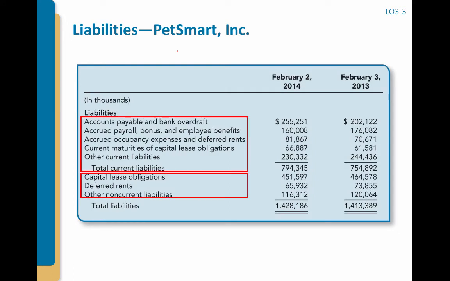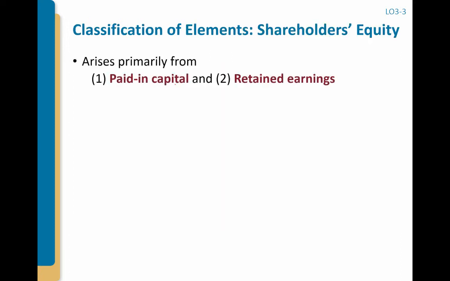So now we're looking again at PetSmart's balance sheet, and we see the liabilities, such as accounts payable, our accrued payroll bonuses and other benefits. We have occupancy expenses, and note you'll have current maturities on long-term debt. Then we have our capital lease, our deferred rents, and other non-current liabilities. So this is a great real-world example of what you might see out there in our balance sheets.